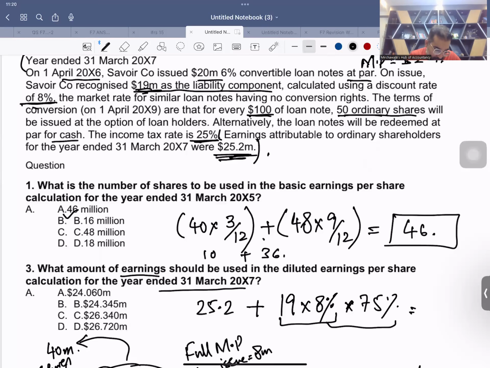Okay. So can anybody tell me what is the final profit? Wait, let me use the calculator. 19 times 0.08 times 0.75. This is 1.14 plus 25.2. This makes 26.34. This is C. Please check it out. 26.34 is the numerator for diluted EPS. This is just the numerator. I didn't work on the denominator. Even they didn't ask. So why should I do?